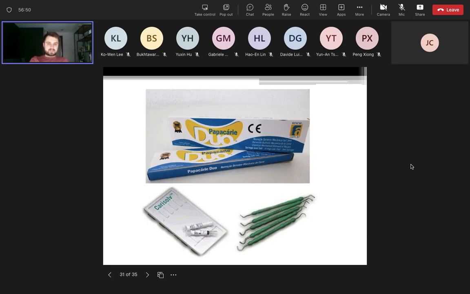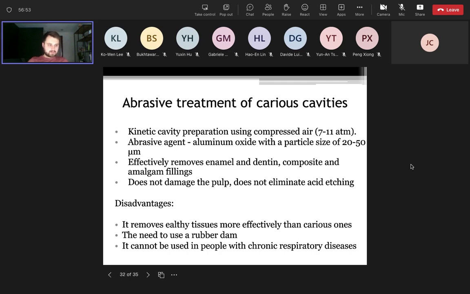The same story with Opacaria, and we are going to the abrasive treatment of the caries cavities. In that way, we use air and abrasive agent, I mean aluminum oxide, to remove the tissues. It is a very effective way to remove the tissues, and we are not able to damage the pulp or create a lot of heat.